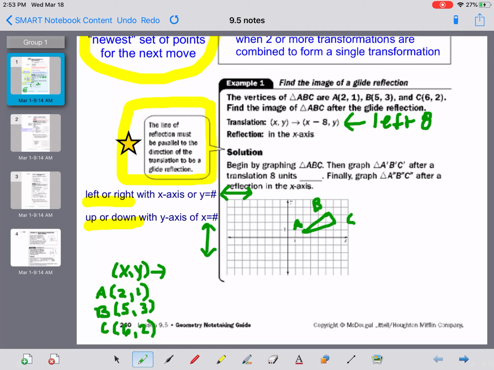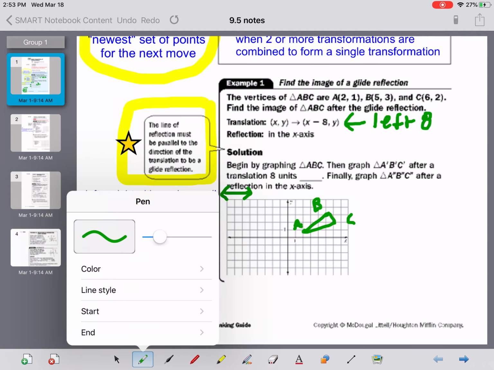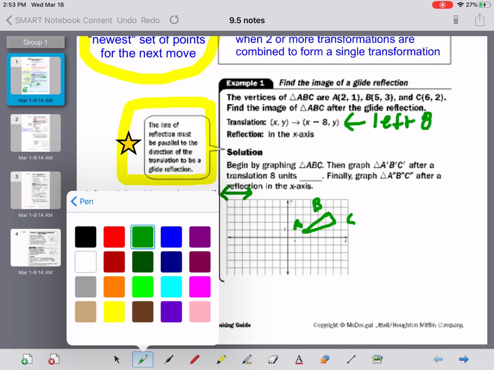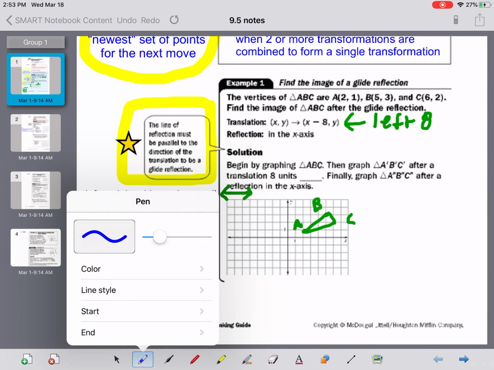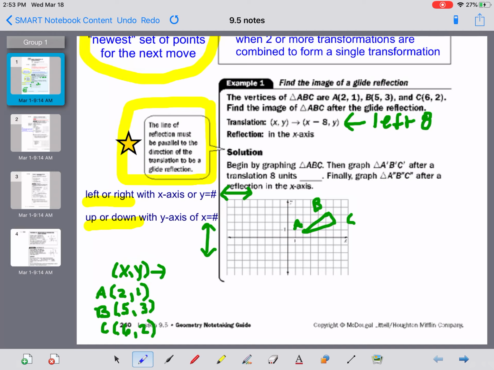Now, I'm going to go to my next change. I'm going to change colors here so that we can see the change happening here. My first change is this translation. So notice my XY is going to go to X minus 8, Y. And that's what's happening to my ordered pair. So my ordered pair, this is going to become A prime, B prime, and C prime. If you recall from earlier, the first change every time gets a 1 prime.